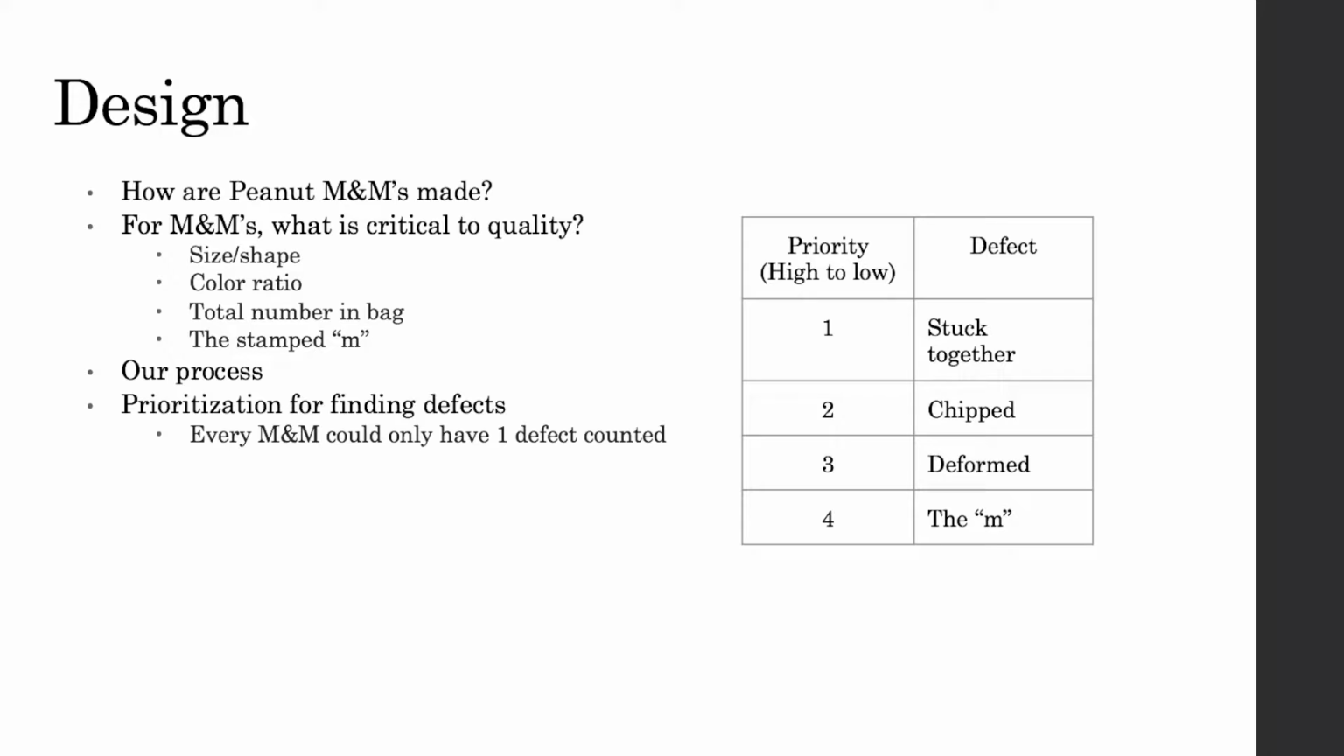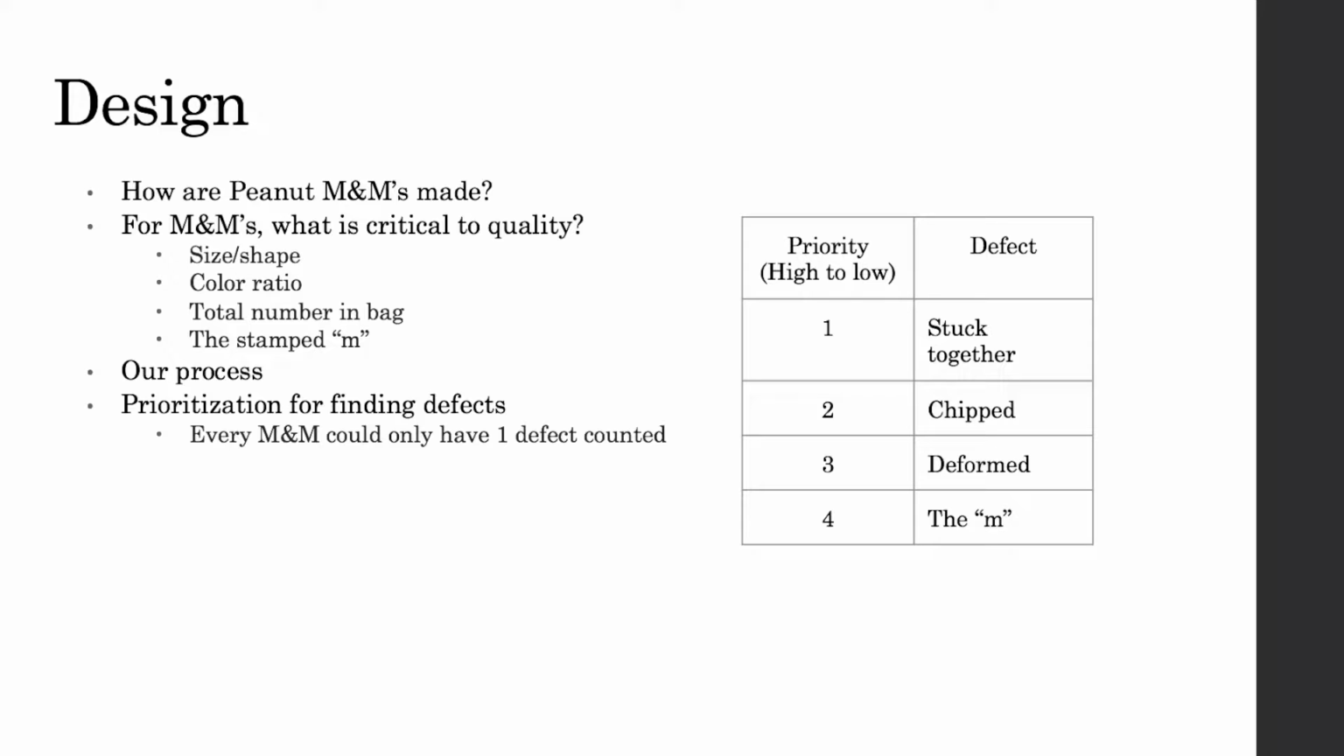The factors we found to be critical to quality are the size and shape, the ratio of colors in a bag, the total number of M&Ms in the bag, and the stamped on M. We bought two 2-pound bags of peanut M&Ms, counted all of the defects in both bags, and then took random samples from each bag and counted the defects. We were then able to do statistical analysis of the defects. Based on the analysis, our goal was to find ways to improve the process of making the peanut M&Ms.